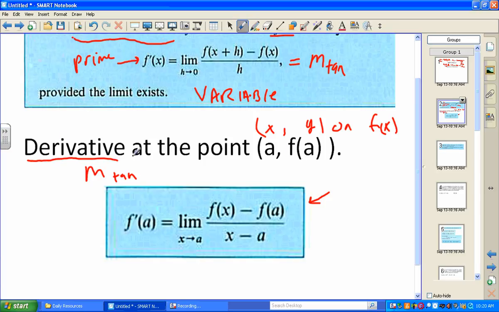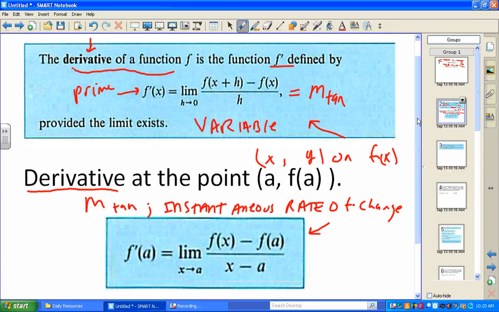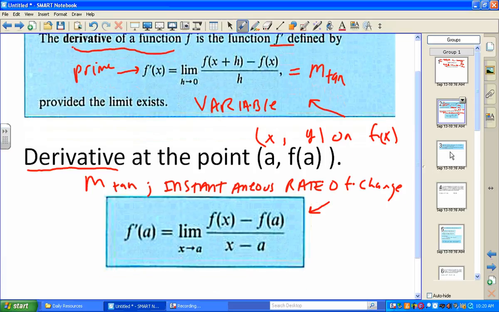The derivative, slope of the tangent line, also means instantaneous rate of change. Whenever you see those words, that's the definition you're going to use. We're going to be using it quite a bit today. I'm sure you have those written down. I'm sure you have them remembered.